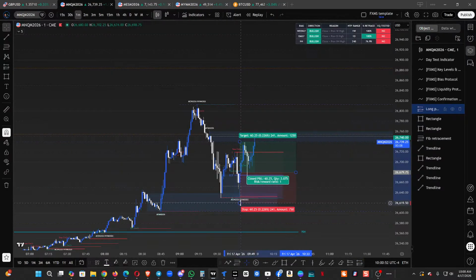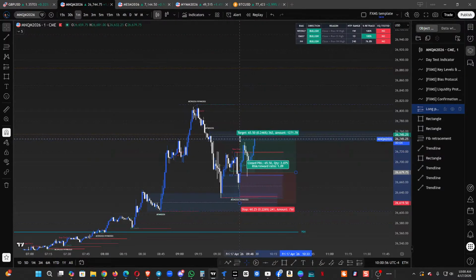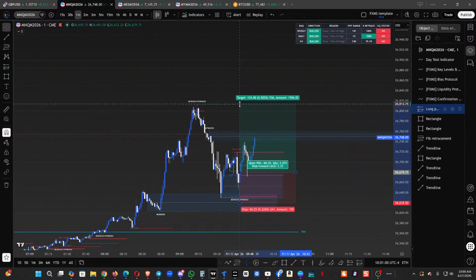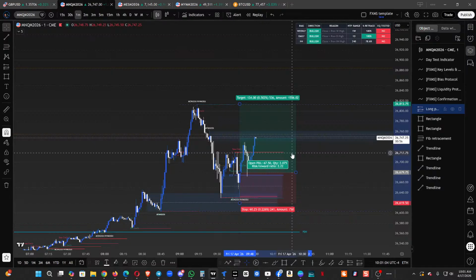With another 60-point stop here, 1-to-1 would have been achieved right now. And the other end of the range over here gives us 2R if we can run out that high side.